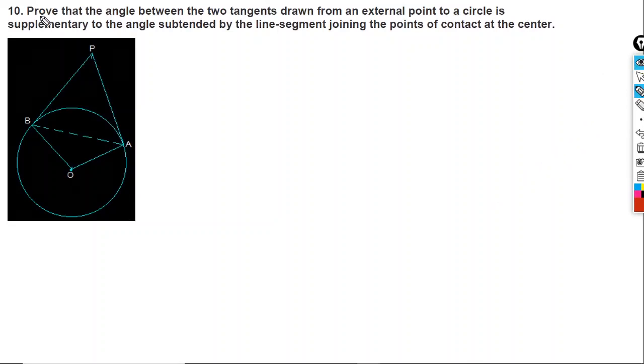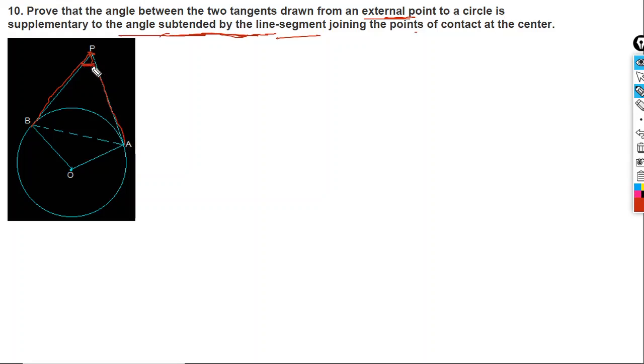Okay, look at the question. Prove that the angle between the two tangents drawn from an external point to a circle is supplementary to the angle subtended by the line segment joining the point of contact at the center. Okay, prove that angle between the two tangents drawn from an external point. That means suppose the external point is P and from here two tangents are drawn, PB and PA.